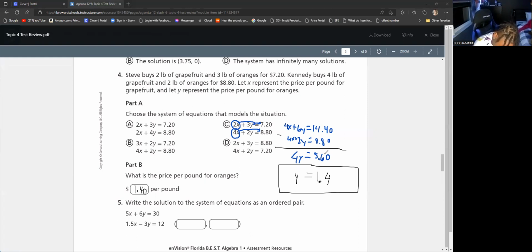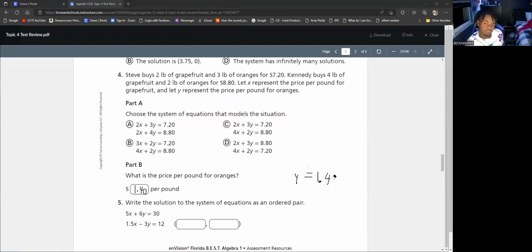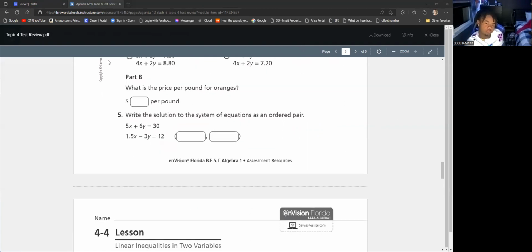Number 5, write the solution to the system. Okay, number 5, how are you gonna do number 5? Eliminate. Okay, do it. If they give you the choice, do it by elimination. It's probably always the fastest. So for part B it was 1.4. The idea of elimination is to match up the coefficients and then add or subtract.